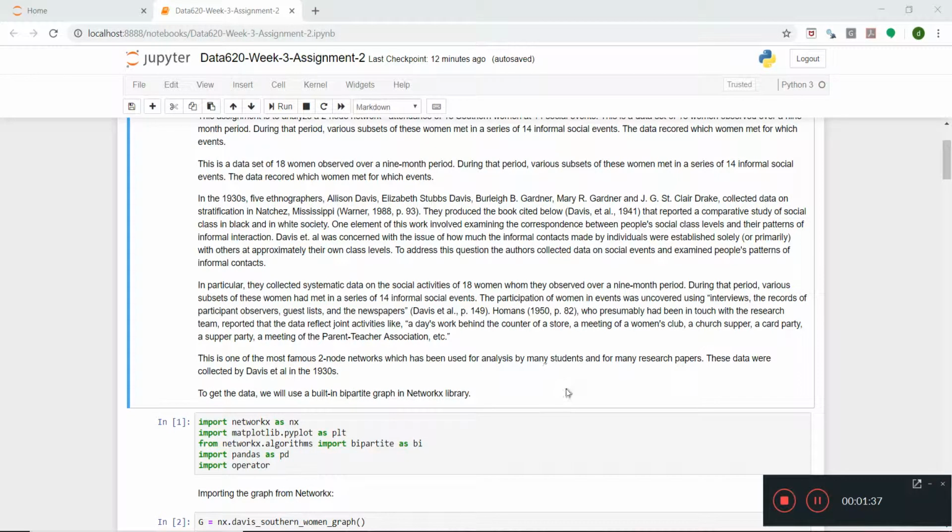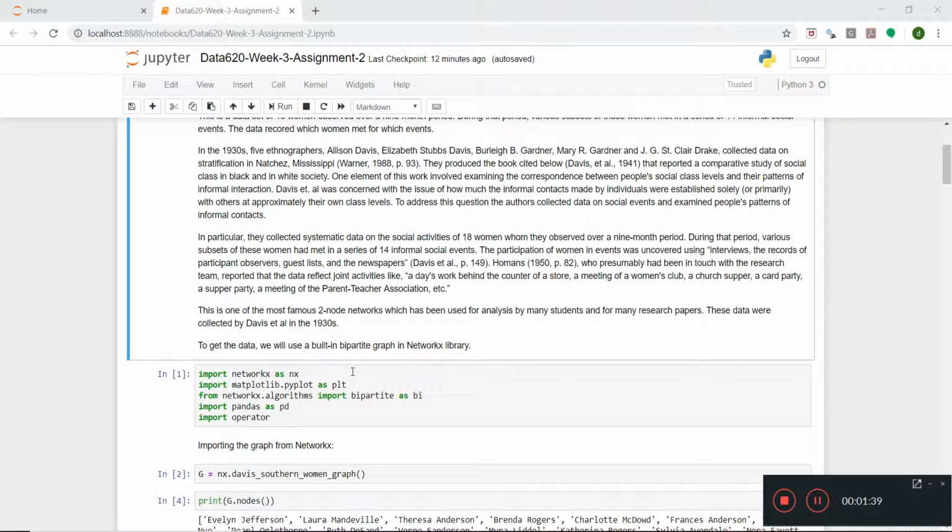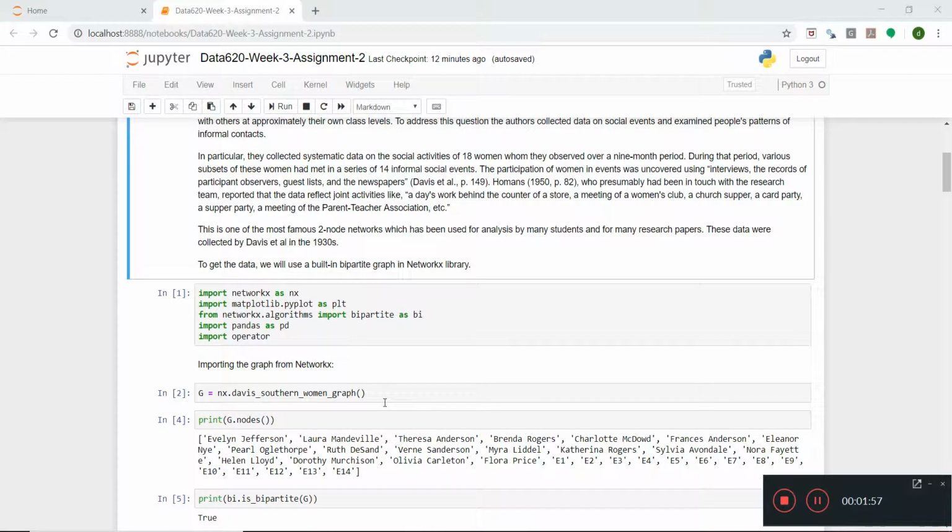We'll first import all the libraries. We have used NetworkX for all the social network analysis. Then we have PyPlot from Matplotlib. Then we have used bipartite algorithms from NetworkX and the operator library.